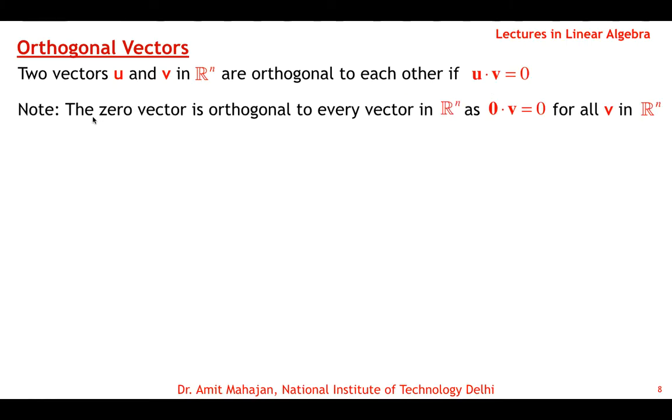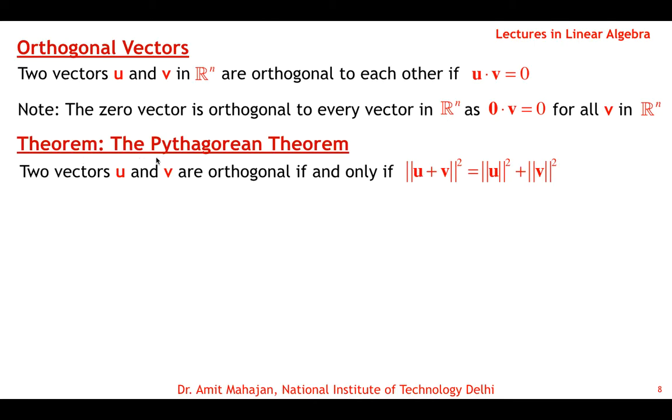A small note here is that the 0 vector is orthogonal to every vector in Rn, because it satisfies that 0 dot v is 0 for any vector v in Rn space. You take any vector in Rn space, its dot product with the 0 vector is always 0. So this equation is satisfied for every v and the 0 vector. That means the 0 vector is perpendicular to every vector in Rn space.